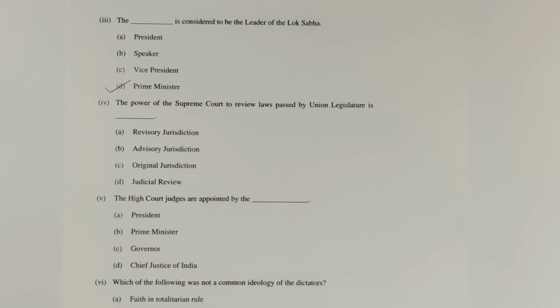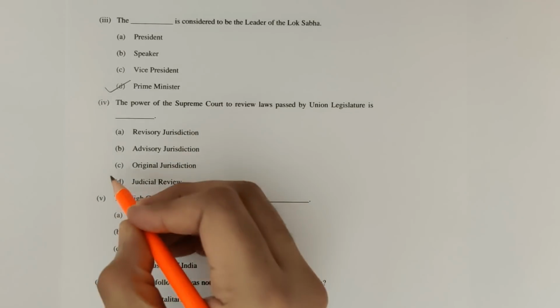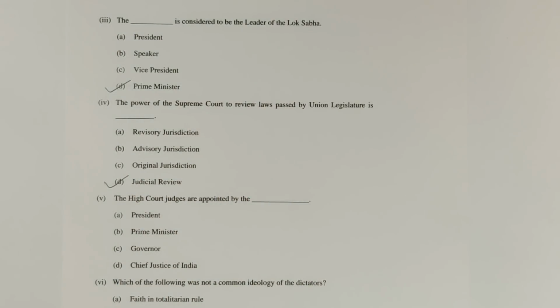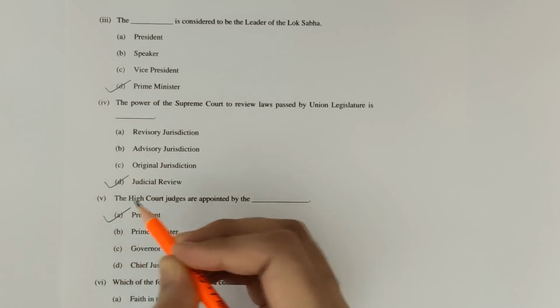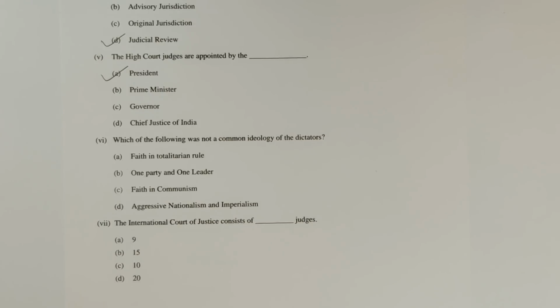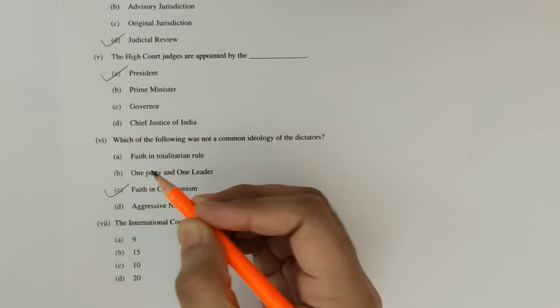Part 4. The power of the Supreme Court to review laws passed by Union Legislature is judicial review. Hence, option D, judicial review, is correct. Part 5. The High Court judges are appointed by the President of India. Hence, option A, President, is correct. Part 6. Which of the following was not a common ideology of the dictators? A. Faith in totalitarian rule. That was a common ideology. B. One party and one leader. That was also a common ideology. C. Faith in communism. That was not a common ideology. Hence, option C is correct.